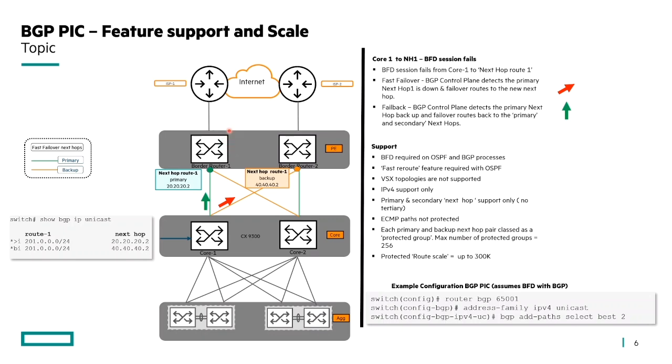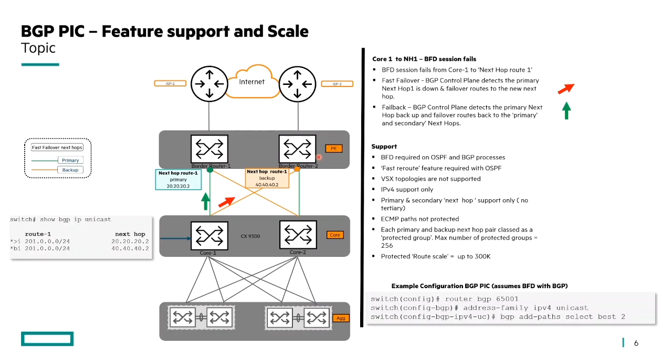So a little bit more on BGP PIC and the way it fails over. Same topology as the previous slide, 9300s, same routes, primary next hop route for core 1 and the backup next hop route. So if the BFD session fails from core 1 to next hop route 1, we've got this fast failover with the BGP control plane detecting the primary next hop 1 is down and failing over the routes to the new next hop, which is now of course on router 2.